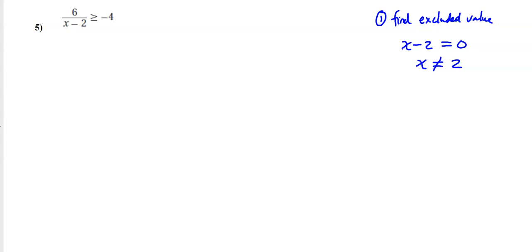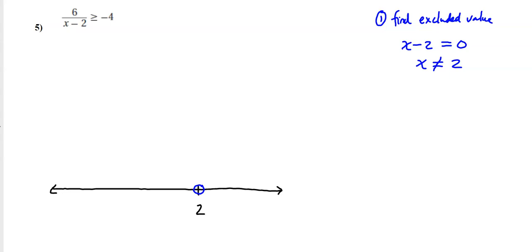So what I'm going to do down here is put a number line. And I'm going to put 2 on there. I know that x cannot equal 2, so I'm going to put an open circle. Right now I know x can't equal 2.